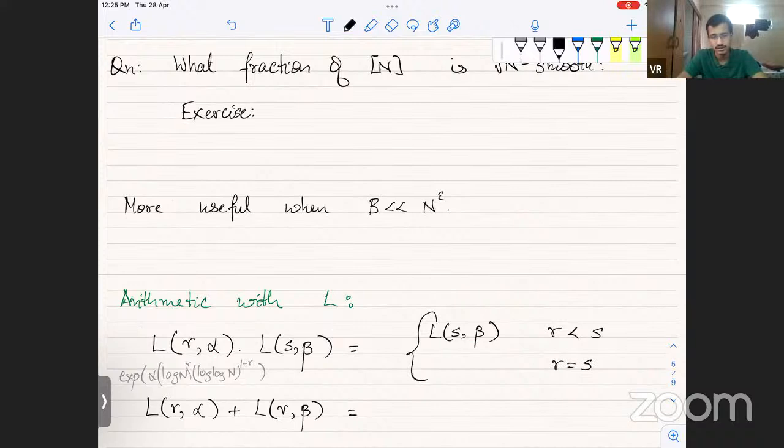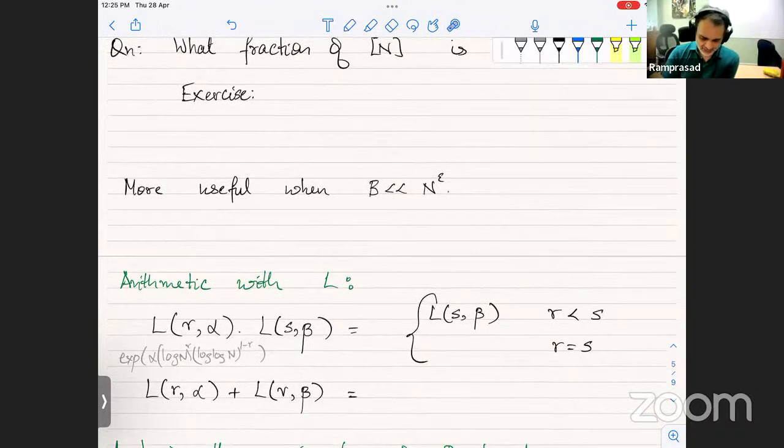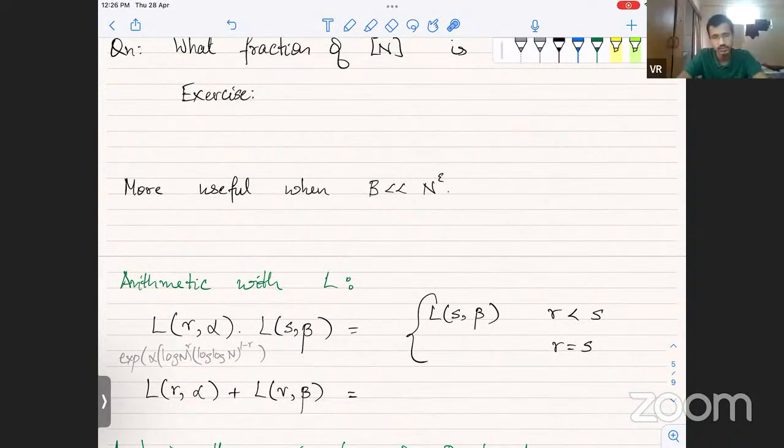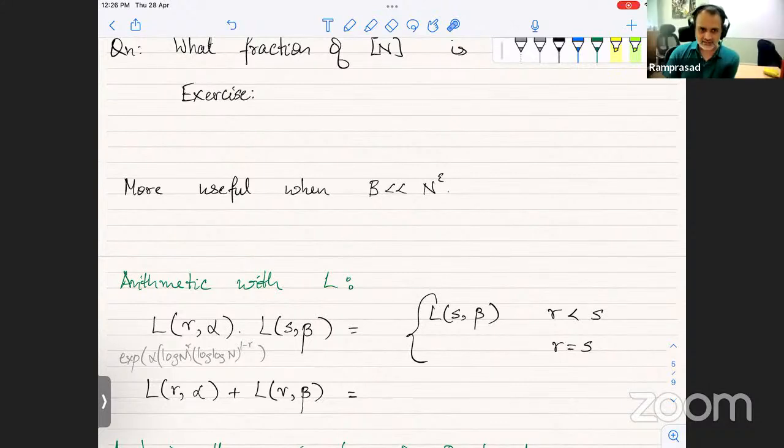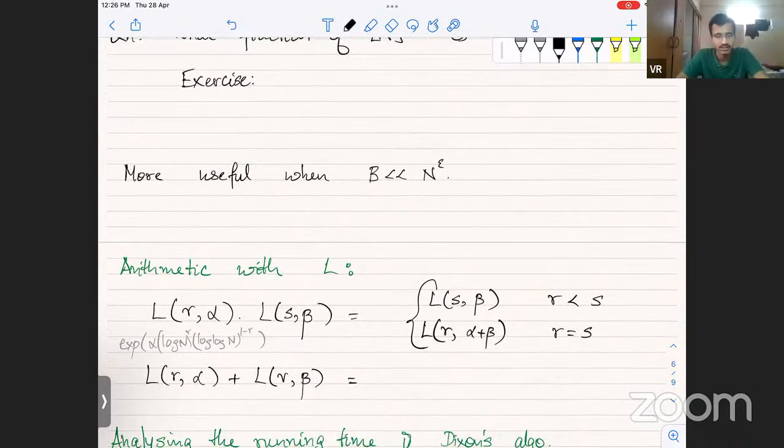The r or s term stays the same when you get alpha plus beta. Do you get alpha plus beta? Suppose this alpha was half and this was 1/3. So it's exponential of half times something times exponential of 1/3 times something. The exponents add up. Sorry, no, you're absolutely right. So this is just going to be L of r comma alpha plus beta. Sorry, I was confusing the second thing.